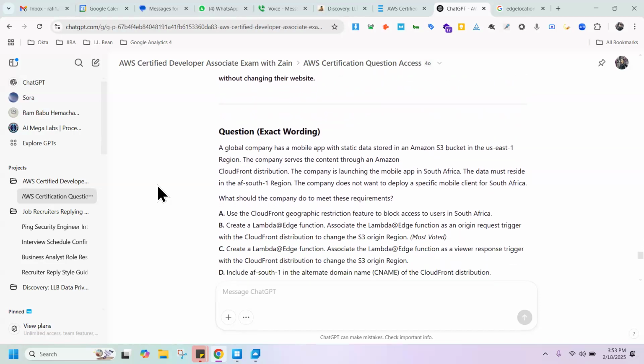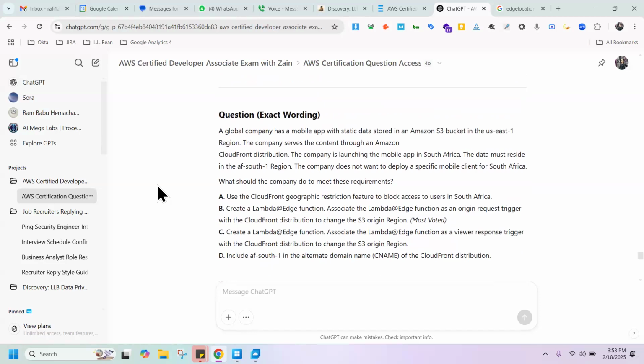Question. A global company has a mobile app with static data stored in an AWS S3 bucket in the US East 1 region. The company serves the content through an Amazon CloudFront distribution. The company is launching the mobile app in South Africa. The data must reside in the South Africa region. The company doesn't want to deploy a specific mobile client for South Africa. What should the company do to meet these requirements?